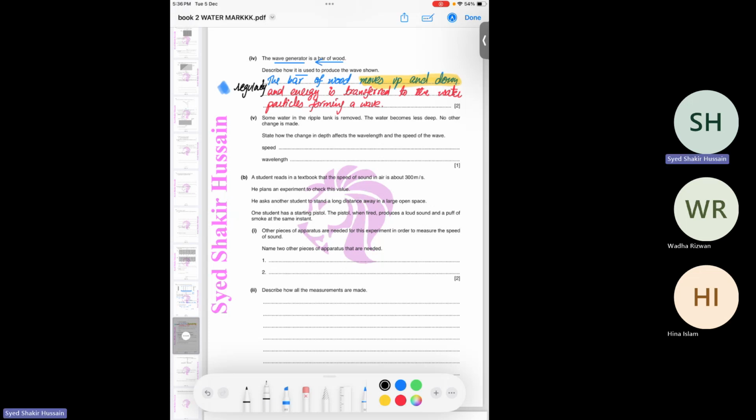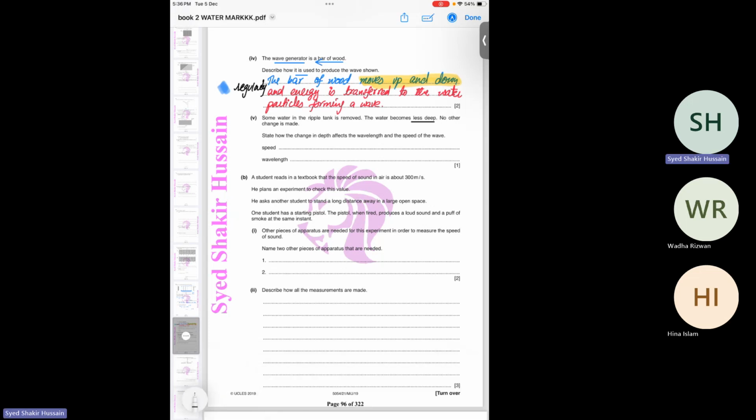Then the question is, some water in the ripple tank is removed. The water becomes less deep. No other change is made. State how the change in depth affects the wavelength and the speed of the wave. So water in the ripple tank is removed and the water becomes less deep. Depth is lesser, so that means the water has become shallower. And when waves go from a deep to a shallow region, what happens to the speed and wavelength? Does the speed change? It does. But how?